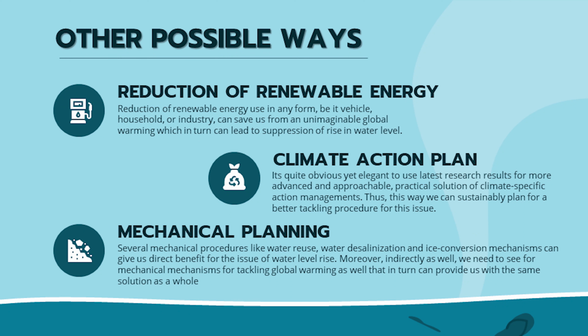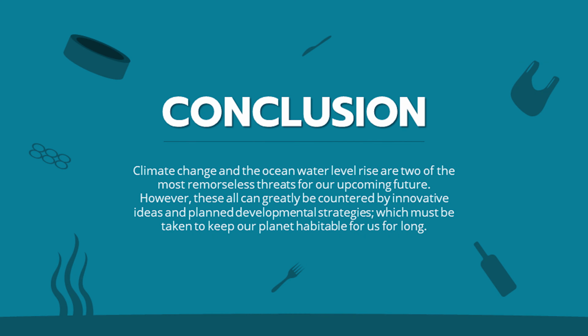Then we can also take some other preventive measures, like increasing renewable energy use with different climate action plans and mechanical planning to support the coastal areas or the islands and to get rid of the drastic effect of the rising ocean. So, finally, as a closing note, we can say that climate change and ocean water level rise are two of the most remorseless threats for our upcoming future. However, these can all be greatly countered by innovative ideas and planned development strategies, which must be taken to keep our planet habitable for us for long.